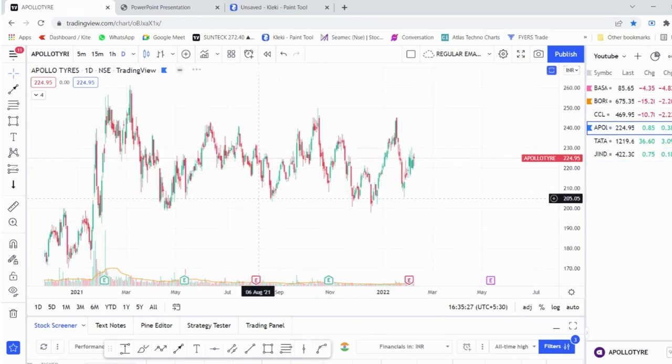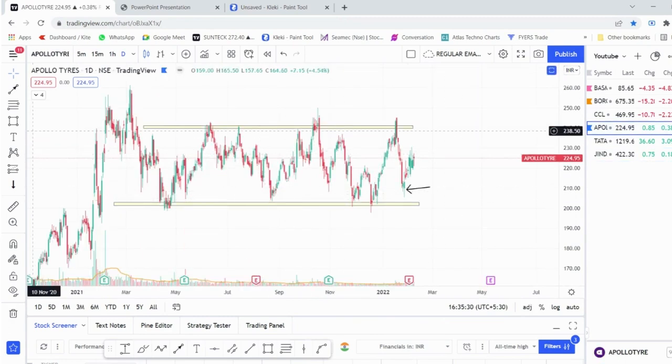For example, in case of Apollo Tyres, if we look at this now, this is an area that you should definitely avoid buying or selling. So this is what I was explaining, that you should not enter into such ranges whenever the stock is in the center of the range. You should enter either at the support on the lower part or at the resistance, that is at the higher part. So you have to keep this in mind while entering into any kind of trade.